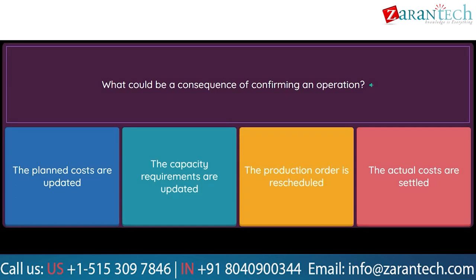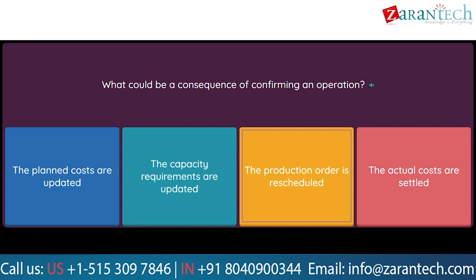Question: what could be a consequence of confirming an operation? Option 1, the planned costs are updated. Option 2, the capacity requirements are updated. Option 3, the production order is rescheduled. Option 4, the actual costs are settled.